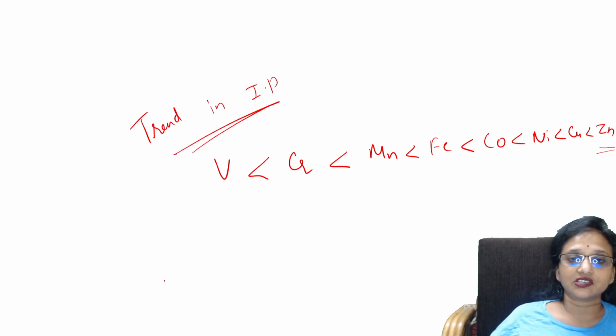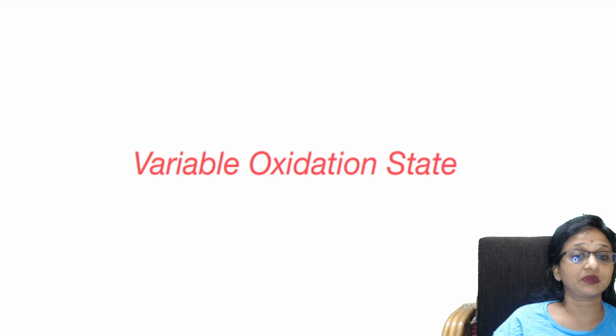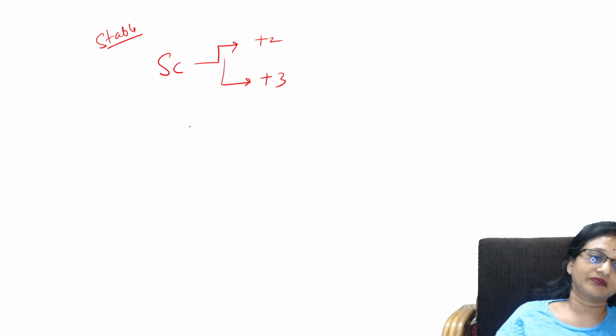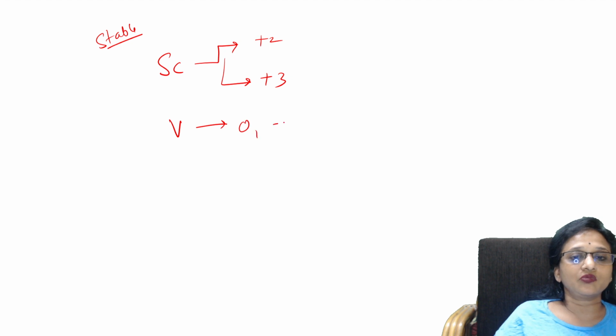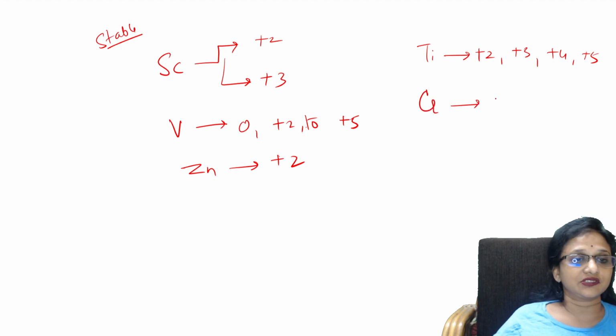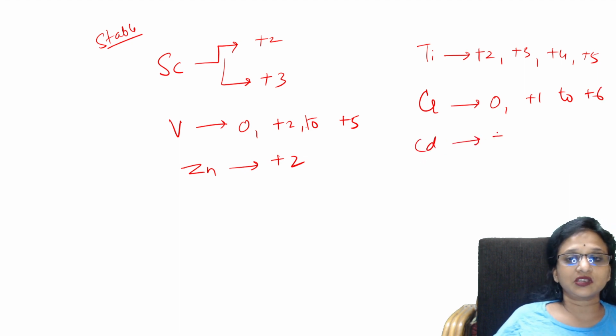Okay, students, remember this. So ionic radii, atomic radii, ionization potential done. Next, oxidation states. Remember. Basically, when I check oxidation states, careful, these are the stable oxidation states. Scandium is going to show two types of oxidation state, +2 and +3. Vanadium is going to show 0, +2 to +5. Done. Zinc's stable oxidation state is +2. Then titanium, it is +2, +3, +4 and +5. Done. Chromium, if you take, 0, +1 to +6. D5 is most stable. Cadmium +2 only.